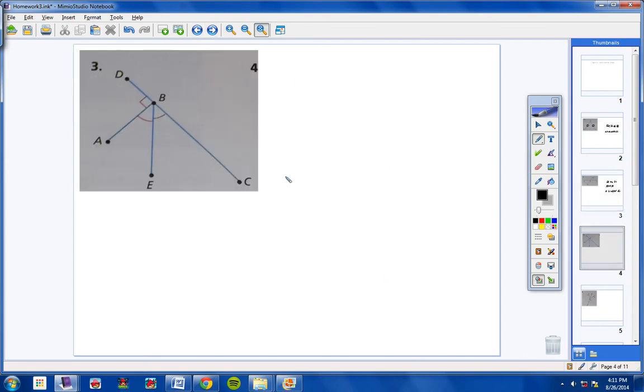Moving on to number 3, and we've got a lot of stuff here. Angle ABE is congruent to angle CBE. See how there's 1 mark here and 1 mark here, so I know these 2 angles are congruent to each other. Angle ABE, this angle right here, is congruent to angle CBE, this angle right here. Okay, let me clear all that off and let's continue on.